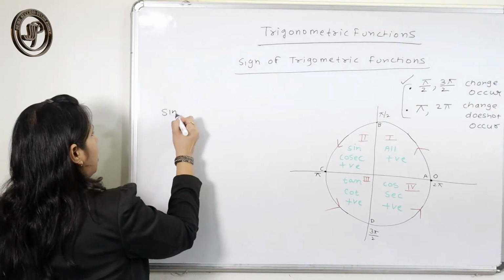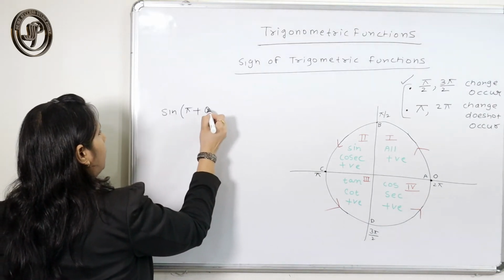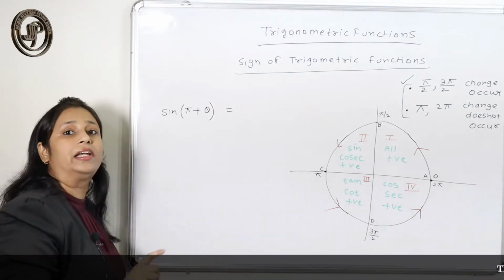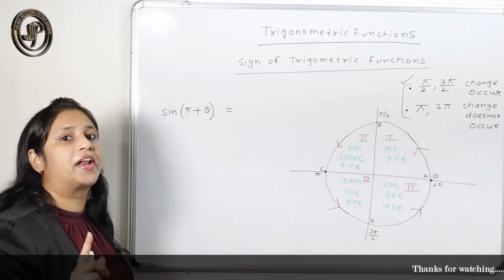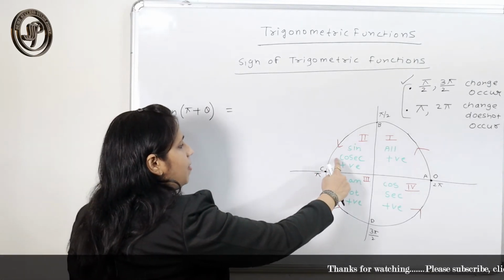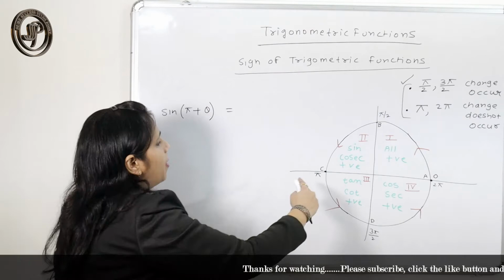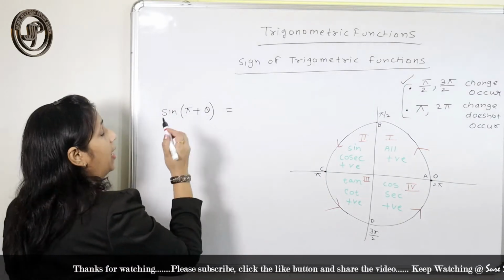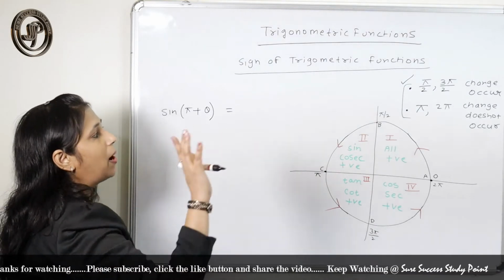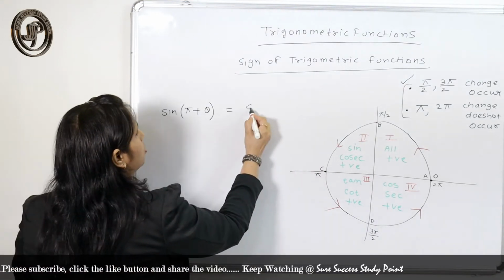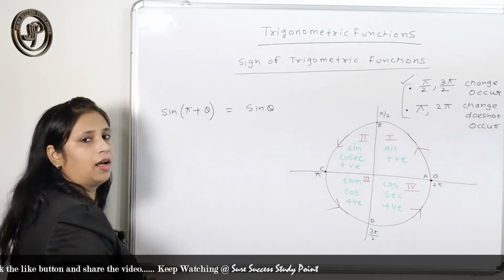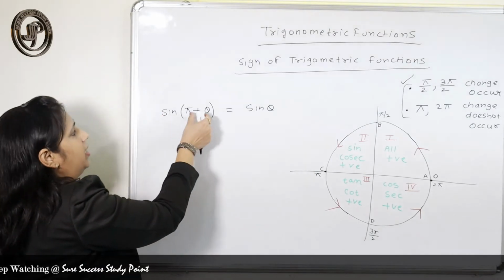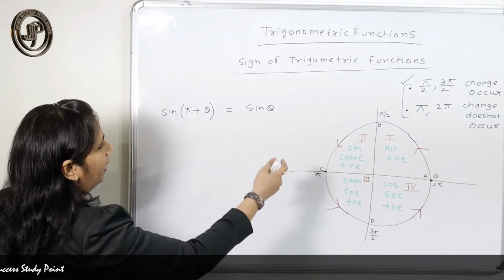Same way, if I say sine pi plus theta, what you have to think is, pi plus theta means you are in which quadrant? Third quadrant. Pi minus theta means second quadrant, pi plus theta means third quadrant. Now it is pi, no change occurs. So sine will remain as sine theta. Now you have to put the sign. Sine in third quadrant is negative.